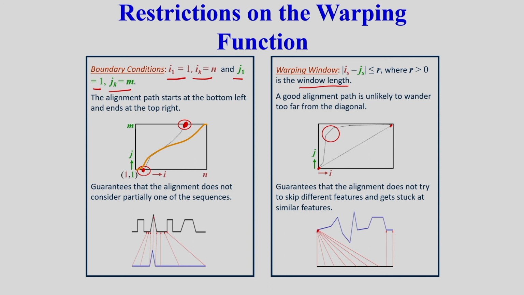So what is the importance of this? It guarantees that the alignment does not try to skip different features and get stuck at similar features. So that is why the window size is important. So here in the figure you can see I am showing the window, R is the length of the window, and based on this window I can see the alignment path like this. It is close to the diagonal. So it should not wander too far from the diagonal. So that is the concept of the warping window. This condition also we need to consider.